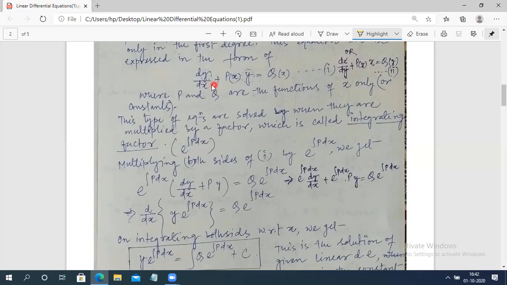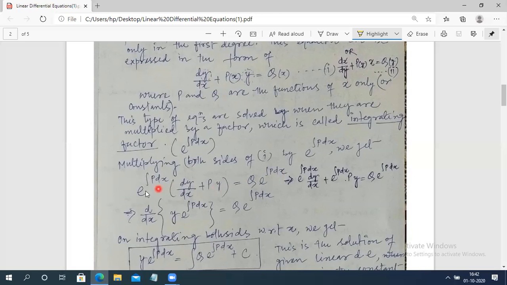That means we have to multiply this equation by the integrating factor. So just multiply the equation on both sides by e raised to the power ∫p dx. What will happen? e^(∫p dx) times (dy/dx + p y) is equal to q e^(∫p dx). Both sides are multiplied by e^(∫p dx), which is known as the integrating factor.